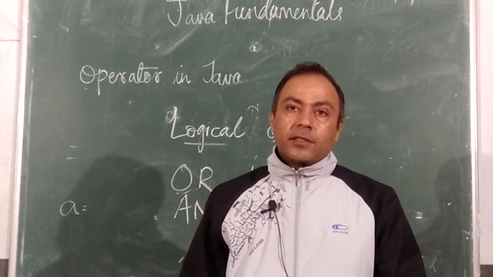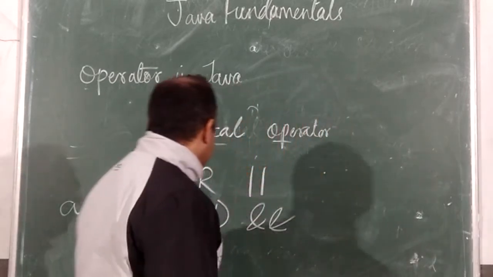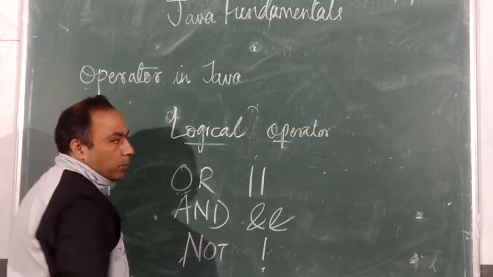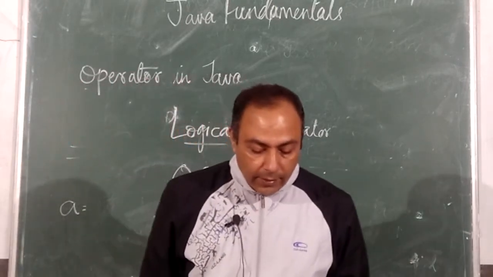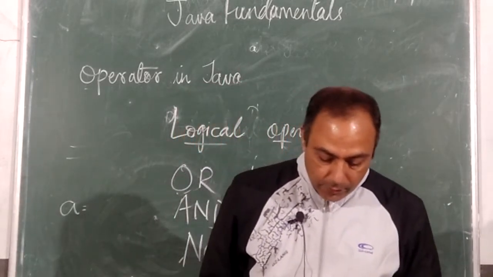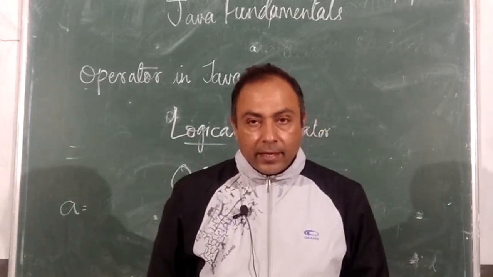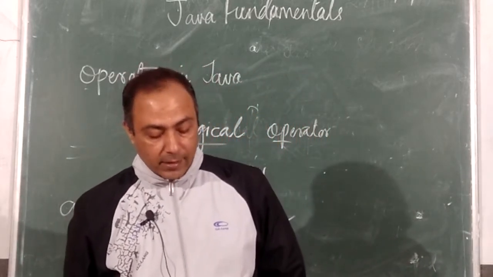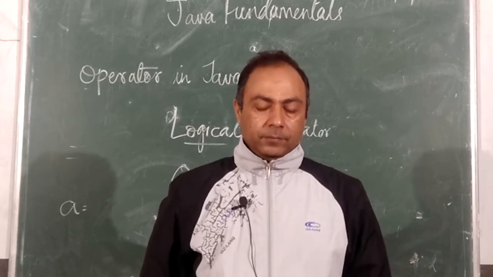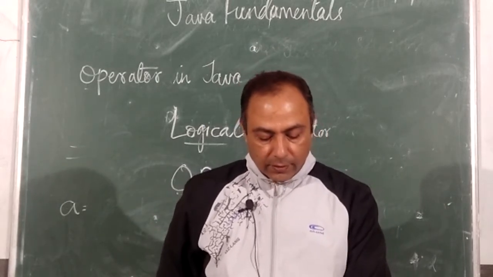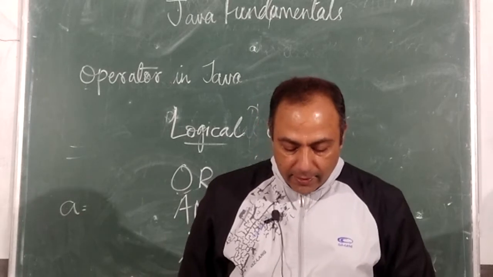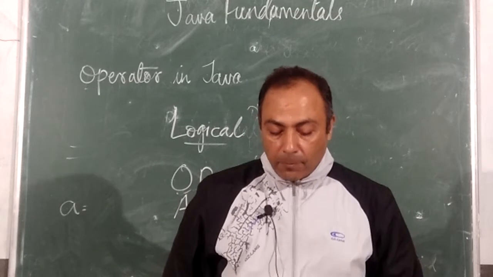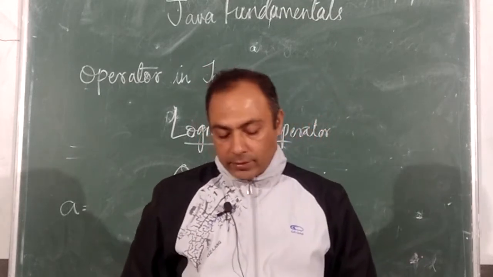Not operator means the reverse. Another logical operator is the not operator. So these are some of the important logical operators in Java programming. The not operator, written as an exclamation mark, works on a single expression or operand. So here only one operand is used. The logical not operator negates or reverses the truth value of the expression. Whatever is there, the opposite of that is the reverse.